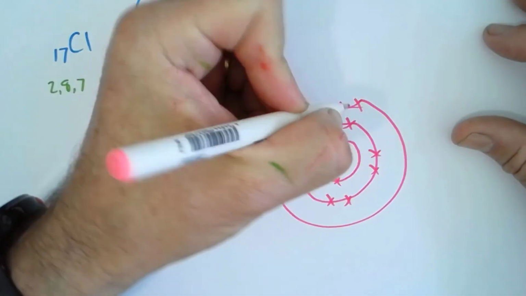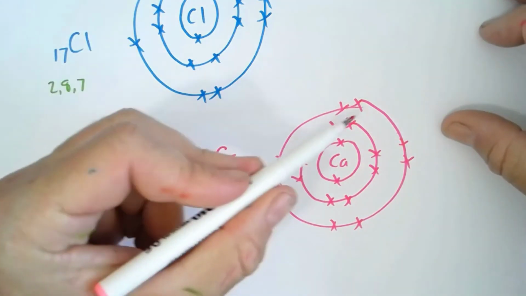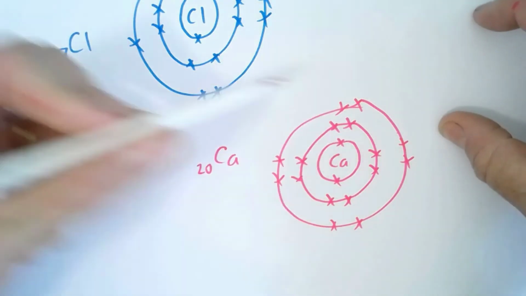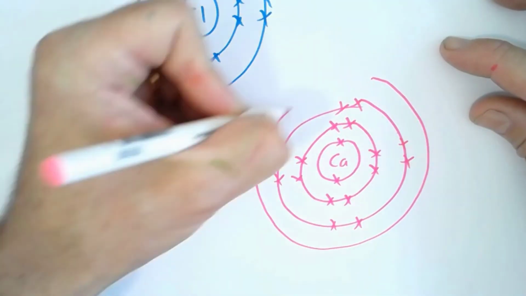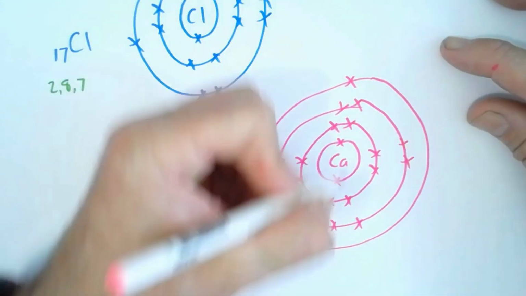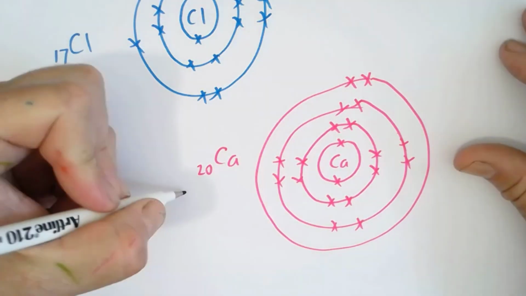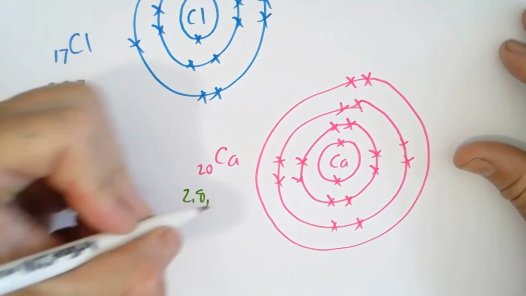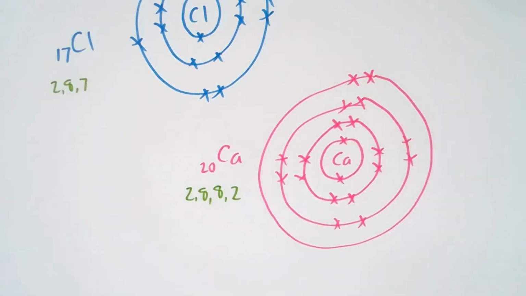So we need to fill this third shell. So 2 plus 8 is 10, plus 8 is 18. So we need to go to a fourth shell and have 2 electrons in the fourth shell. And that's calcium. So we go 2, 8, 8, 2. So 2 ways of being able to express the electron configuration.